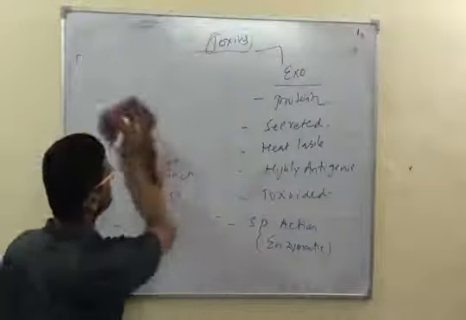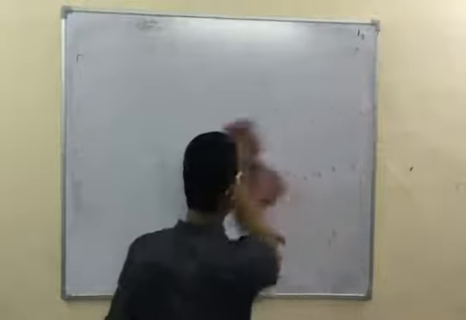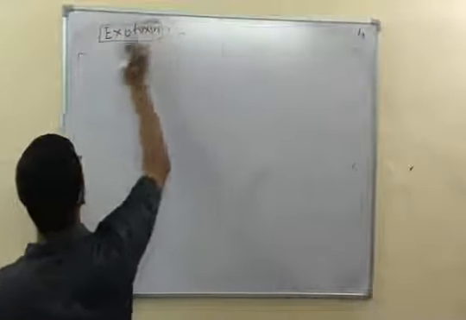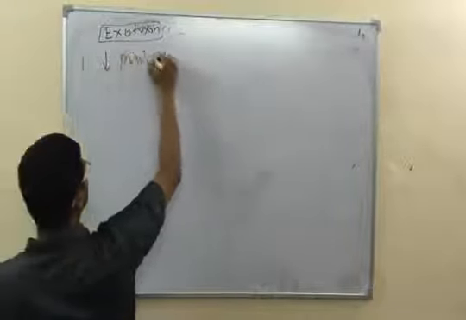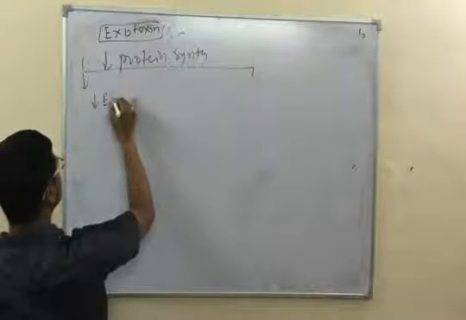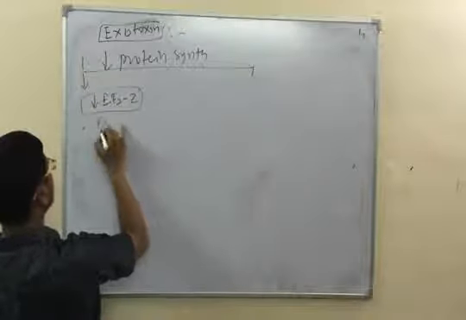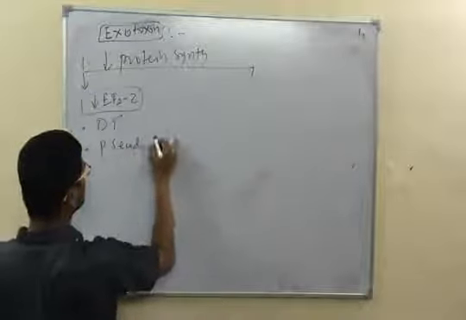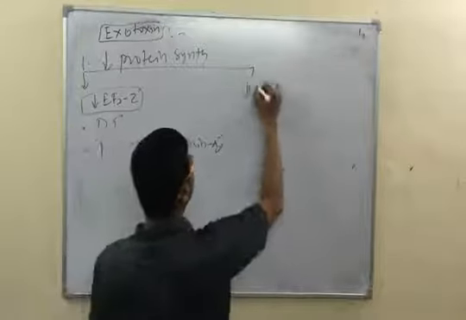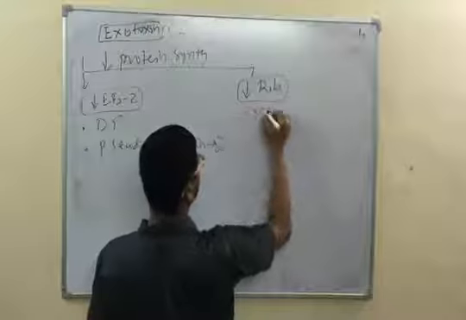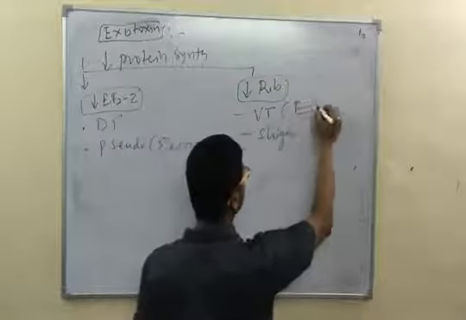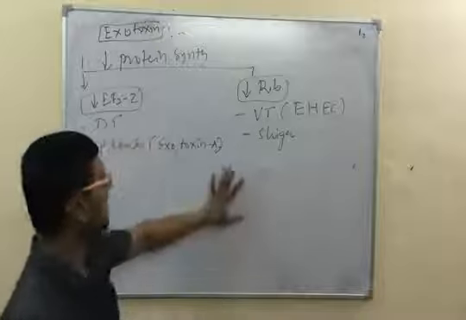Now I will tell you the various exotoxins and their mechanism of action. Exotoxins can be classified based upon their mechanism of action, such as inhibition of protein synthesis. Protein synthesis can be inhibited by two methods. One is by inhibiting elongation factor 2, seen with diphtheria toxin and Pseudomonas exotoxin A. Protein synthesis can also be inhibited by inhibiting the ribosome, seen with Verocytotoxin and Shiga toxin. Verocytotoxin is produced by enterohemorrhagic E. coli.